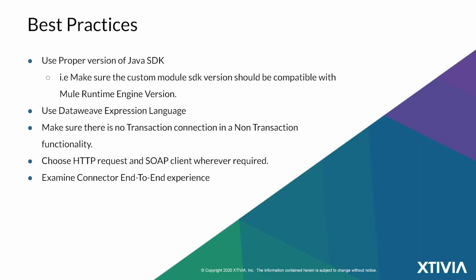Now, before developing the custom connector, we must know what are the different best practices that we have to follow so that we can develop a suitable connector. The first one is the proper version of Java SDK. For example, Mule runtime environment engine is 4.1, and you've developed a connector on Java SDK version 1.2. This will not be compatible. It'll not support when you deploy the connector with the runtime environment version 4.1. It'll not work.